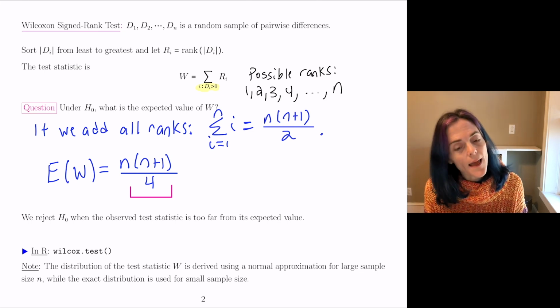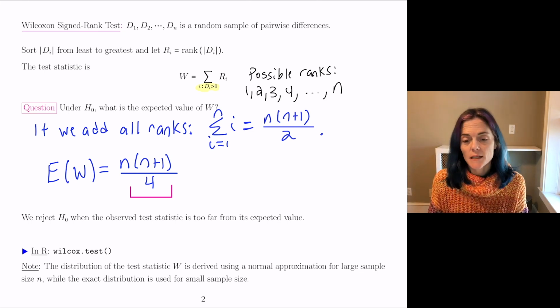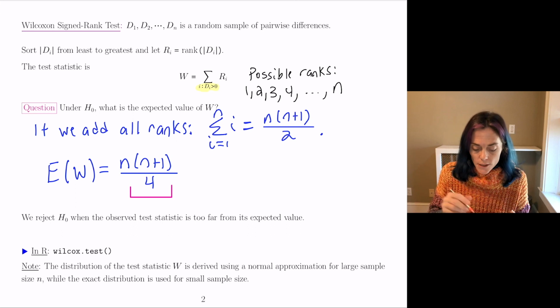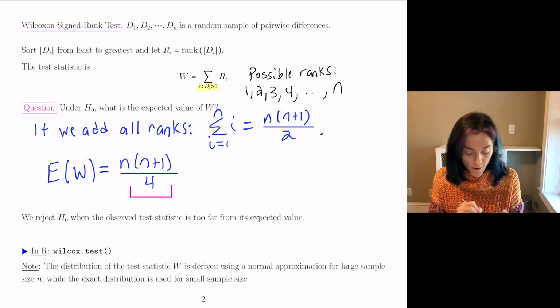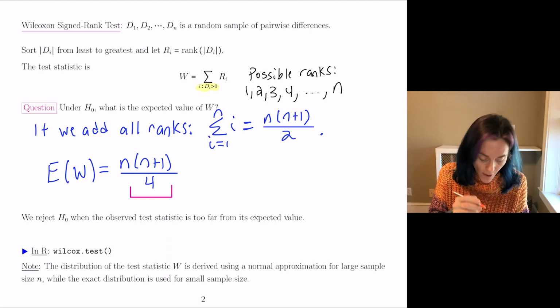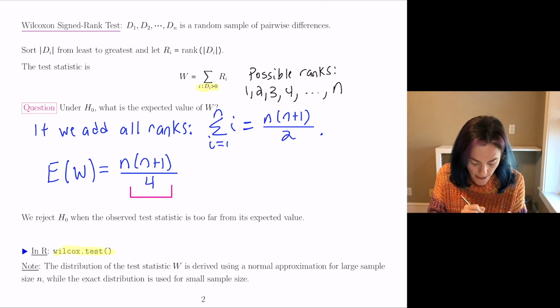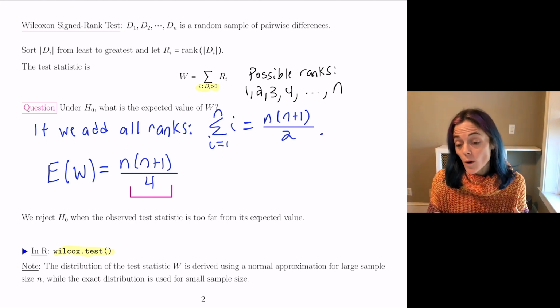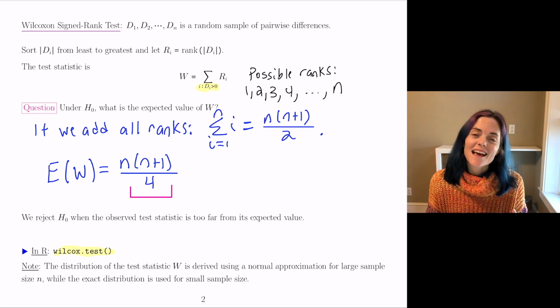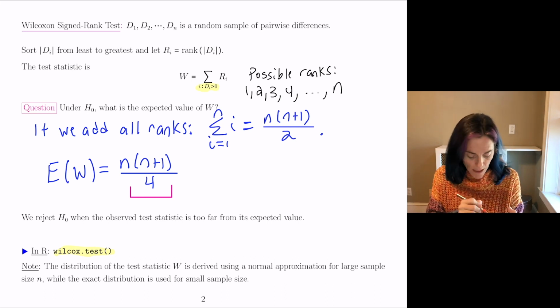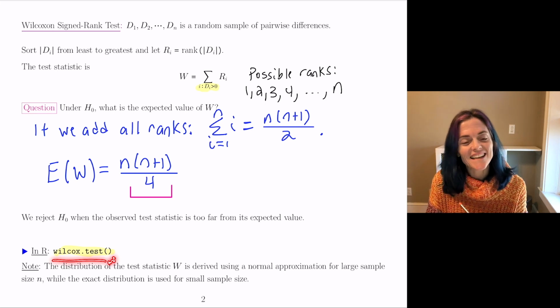We reject the null hypothesis when the observed test statistic is too far away from its expected value. How could you figure out a null distribution for this W? One way would be to program it as a permutation test. Another way is that R has this pre-programmed as wilcox.test. The distribution of the test statistic W is derived using a normal approximation for a large sample size n, and the exact distribution is used for a small sample size. That would be using this function in R.